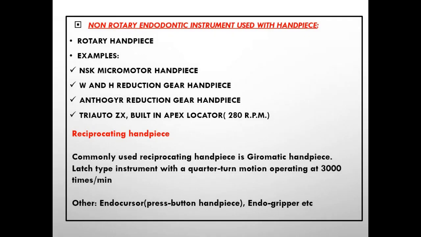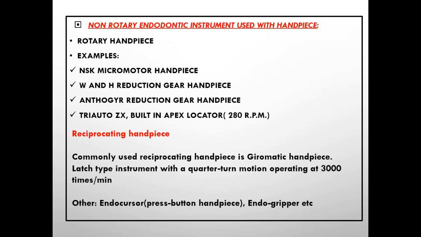Similarly, let's go to non-rotary endodontic instruments used with a handpiece. Rotary handpiece examples are the NSK micromotor handpiece, W&H reduction gear handpiece, Anthogyr reduction gear handpiece, and the Tri Auto ZX with built-in apex locator. The reciprocating handpiece commonly used is the Giromatic handpiece. It is a latch type instrument with a quarter-turn motion, operating 3000 times per minute. Others are the Endocursor, Endogripper, etc.